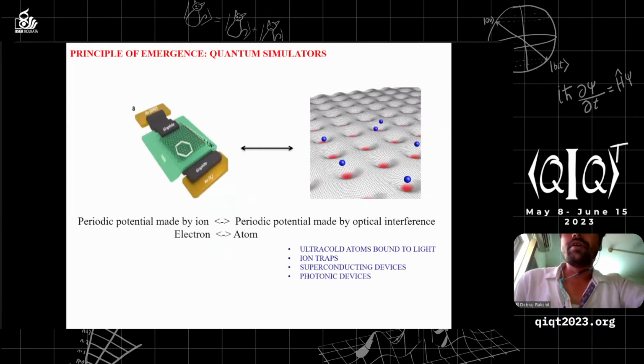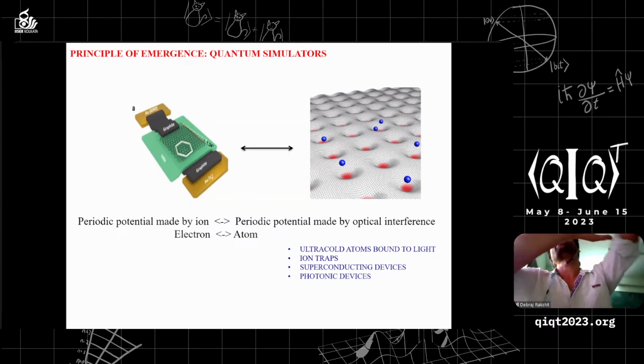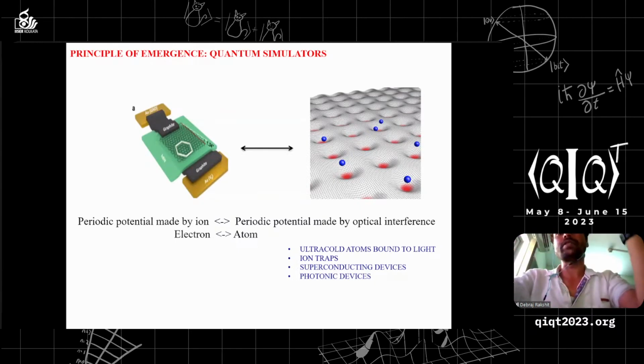Okay, so let's move forward. There can be a defined set of platforms where you can design this kind of quantum simulator. For example, ultracold atoms, ion traps, superconducting devices, or photonic devices. But what we are going to talk about mostly today is ultracold atoms.